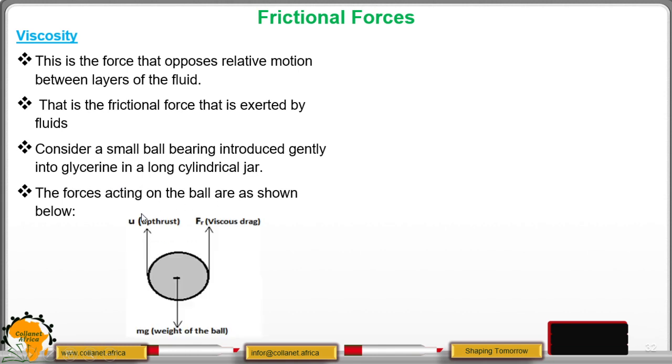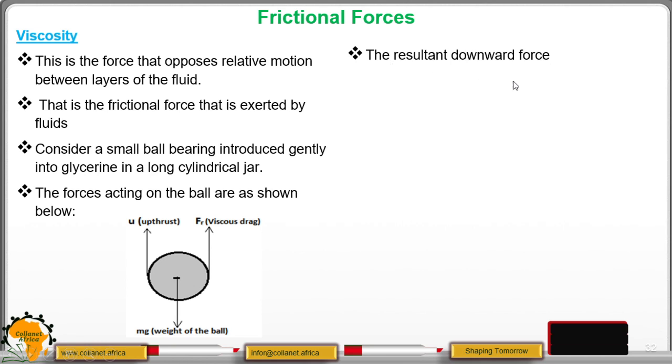We are going to consider a small ball bearing that is introduced gently into glycerin in a cylindrical jar. The forces that are acting on that ball bearing will be the weight that is acting downward, that is mg, the upthrust. Remember, whenever you immerse any object inside a fluid, there is that upward push that we call upthrust, and then we have the viscous drag, or what we are calling the viscosity. So we have three forces that are acting on that ball bearing.